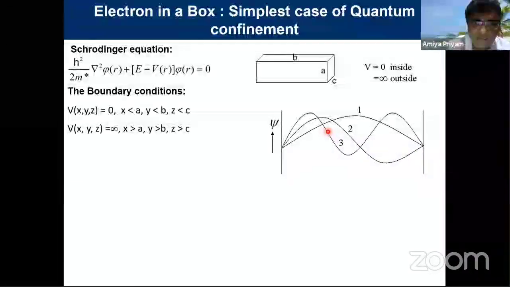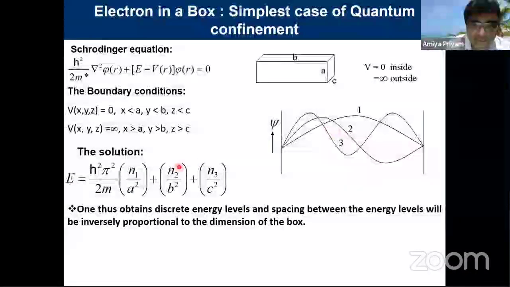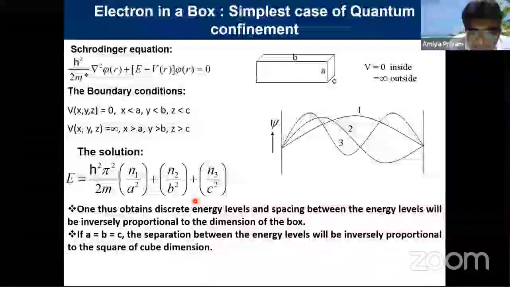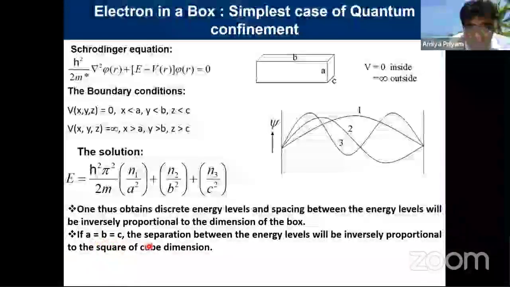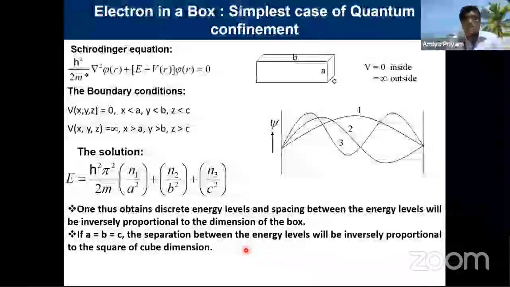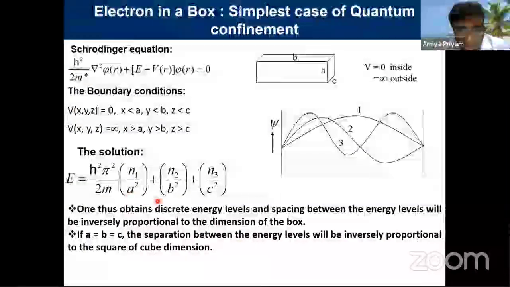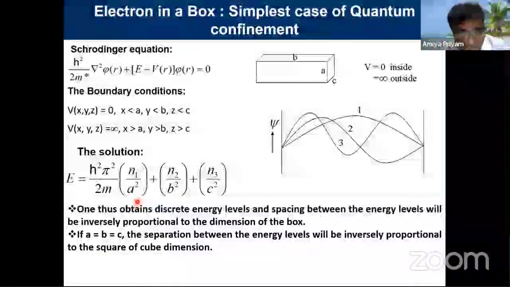This can be obtained if we solve the Schrodinger equation and apply boundary conditions. The solution comes like this, and this gives you the result for A, B, C. If these are all different, then it will have this kind of solution. In a simplified approach, if A, B, C are equal, then the separation between energy levels is inversely proportional to the square of the cube dimension. So as you decrease the size of this box, the spacing between the two energy levels will increase.